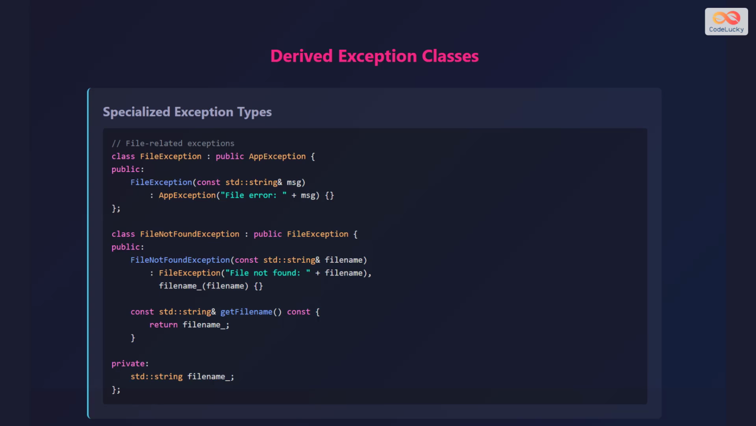Building upon the exception hierarchy, let's examine how to create specialized exception types. Here are a couple of derived classes, FileException and FileNotFoundException. The FileException class inherits from ApplicationException and serves as a base for file-related exceptions. The FileNotFoundException class inherits from FileException and represents the specific case where a file is not found. It includes a method to retrieve the file name that caused the exception.